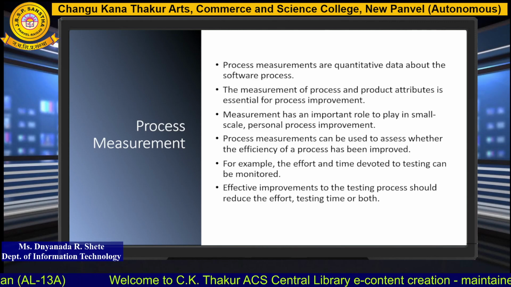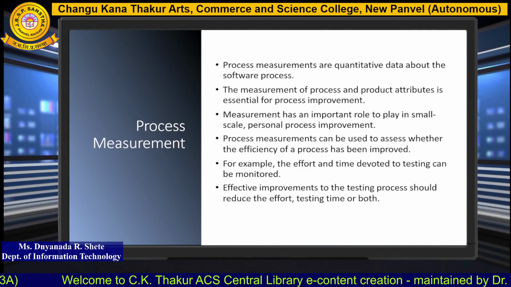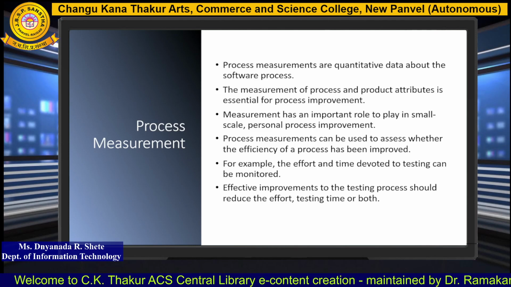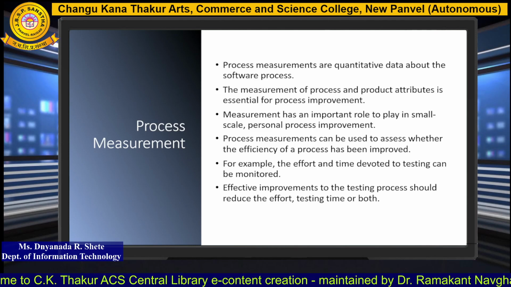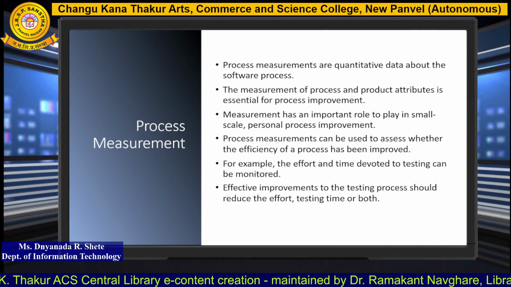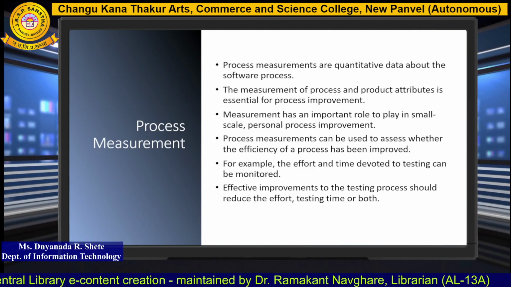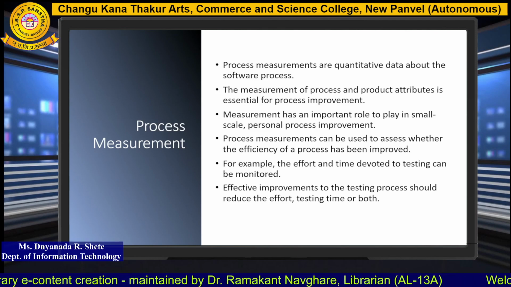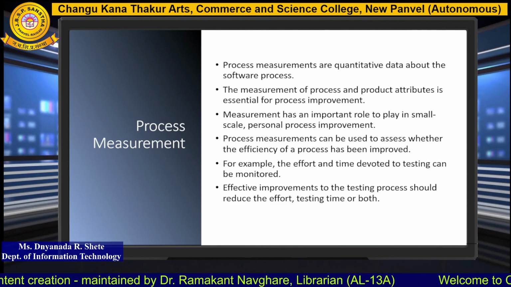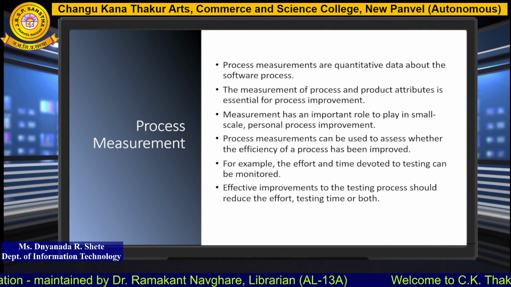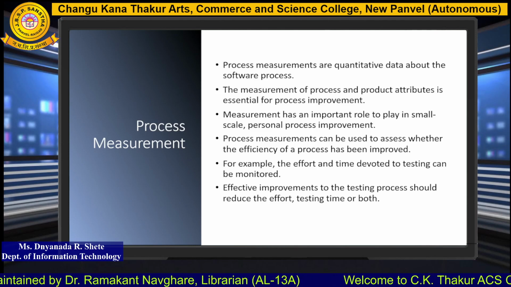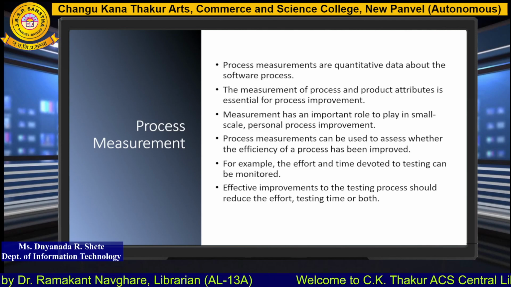Next, measurement of process and product attributes is essential for process improvement. Measurement has an important role to play in small scale personal processes to improve their products. Process measurement can be used to assess whether the efficiency of the process has been improved. For example, the effort and time devoted to testing can be monitored.